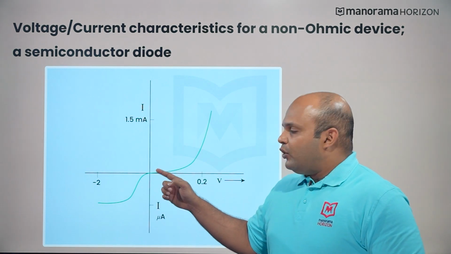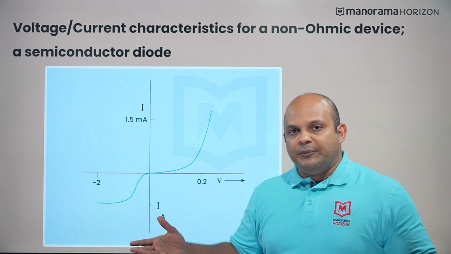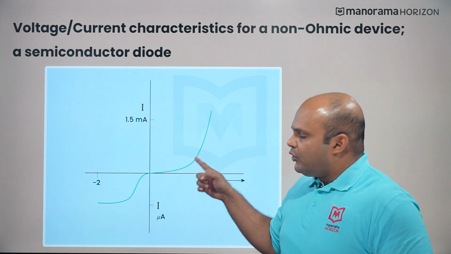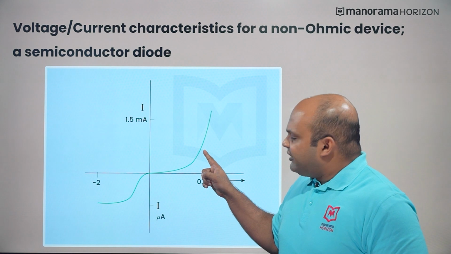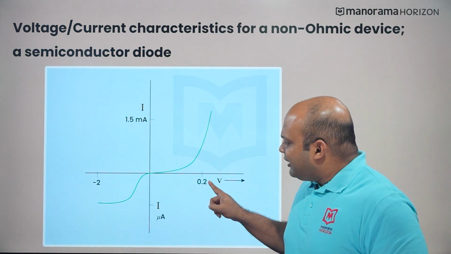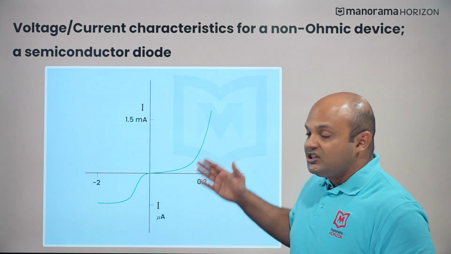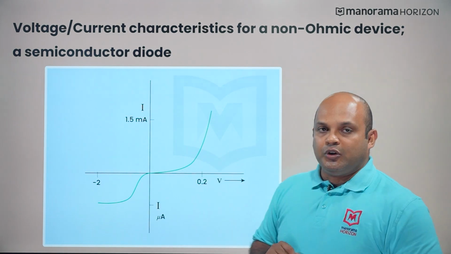When we are applying voltage in this direction, which we call the positive direction, the current does not increase linearly. This is clearly not a straight line. Second, the current increases only after a particular voltage is reached. This is called the threshold voltage, and the current increases very quickly once we reach it.